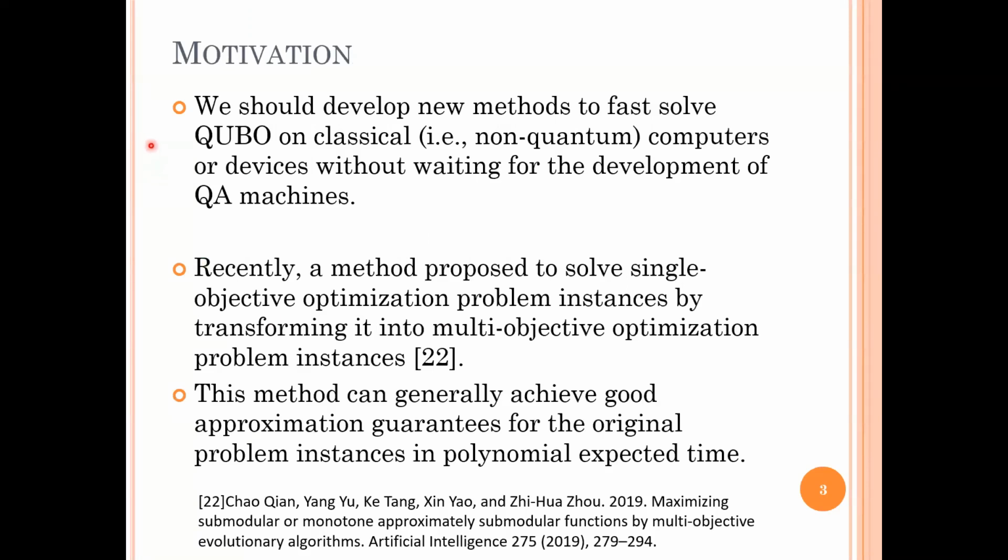Next, I'd like to present the motivation of this research. The motivation is that we should develop new methods to quickly solve QUBO on classical, that is non-quantum, computers or devices without waiting for the development of QA machines. We have learned from previous research of a method proposed to solve single objective optimization problem instances by transforming them into multi-objective optimization problem instances. This method can generally achieve good approximation guarantees for the original problem instances in polynomial expected time.